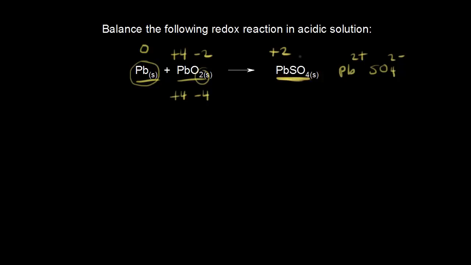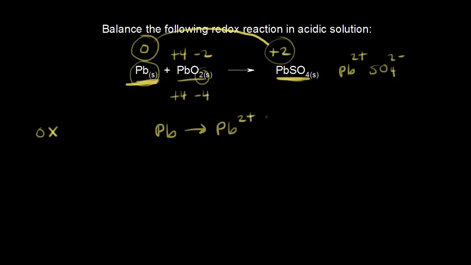Next, we write our oxidation half reaction. So what is being oxidized here? Solid lead is going from an oxidation state of 0 to an oxidation state of +2. That's an increase in the oxidation state. So that's oxidation. So we write down here solid lead is going to lead 2+ ion for our oxidation.